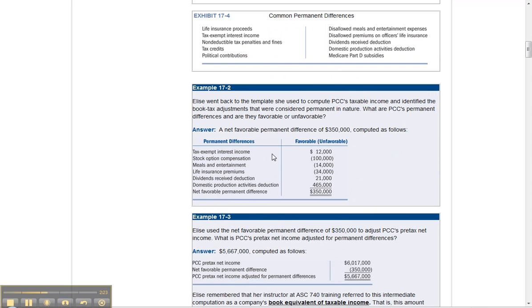So what we do is we calculate our permanent differences, and then our temporary differences, and figure out taxable income. So we've got a bunch of permanent differences that we identified, and we look at whether they're favorable or unfavorable, and we add them all up here to get a net number. So we have net favorable permanent differences of $350,000. That means we're net reducing our income by $350,000 for permanent differences.